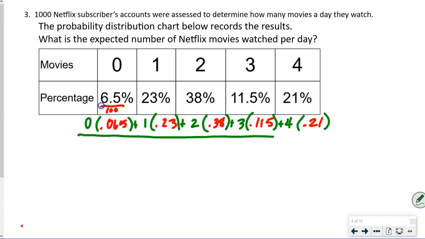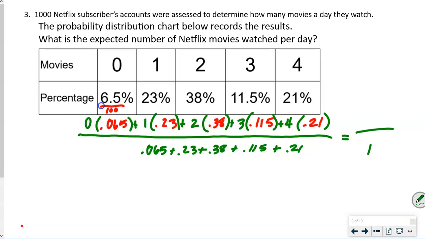Now, what you should always do is make sure those percentages add up to 1, which they do, but we're going to double check. 0.065 plus 0.23 plus 0.38 plus 0.115 plus 0.21. They did add up to be 1, and then the number we got on the top was 2.175. So the expected number of Netflix movies watched per day is 2.175.